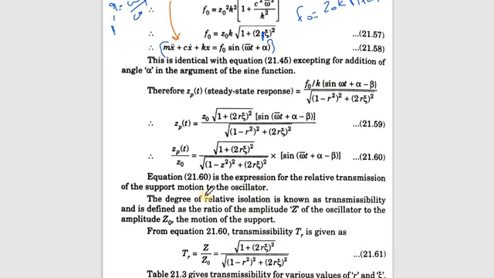Now for the degree of relative isolation, a new term is introduced, called the transmissibility. It is defined as the ratio of the amplitude of the oscillator to the amplitude Z0, that is, the motion of the support. So this is the important term, transmissibility. Transmissibility is equal to Z by Z0. That is the term.